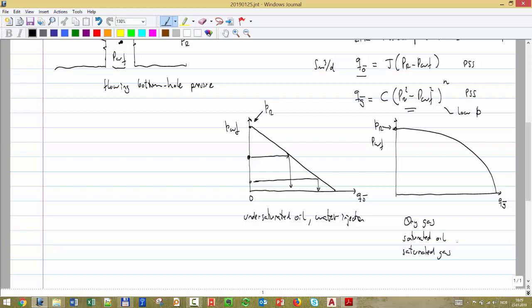That means any case where I have some compressibility, some effect of density variation with pressure, basically the properties are changing with pressure of the fluid, the curve is going to look curved. Okay, it's going to look nonlinear.